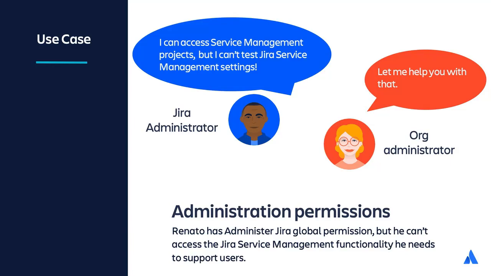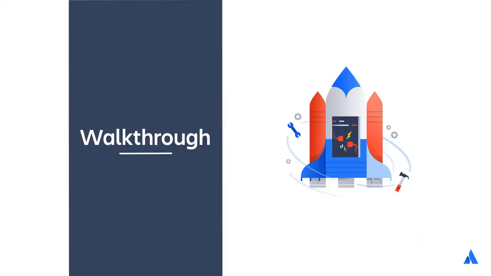Renato, a current administrator of Jira, needs to access Jira Service Management functionality in the IT Support Management project, as he needs to support users in their questions about setting up queues. Mirabel, an org administrator, needs to make some configuration changes in order to give Renato the access that he needs. If you would like to walk through the use case, you can follow it through using the PDF solution guide that we have provided.